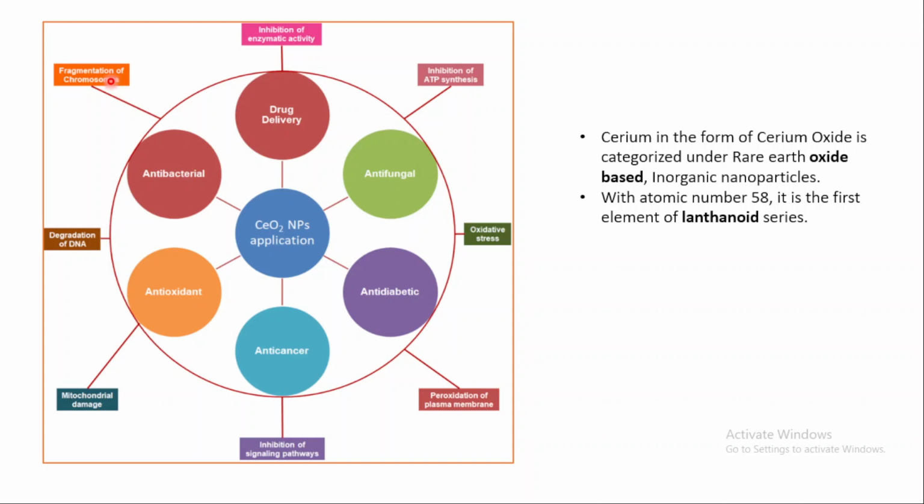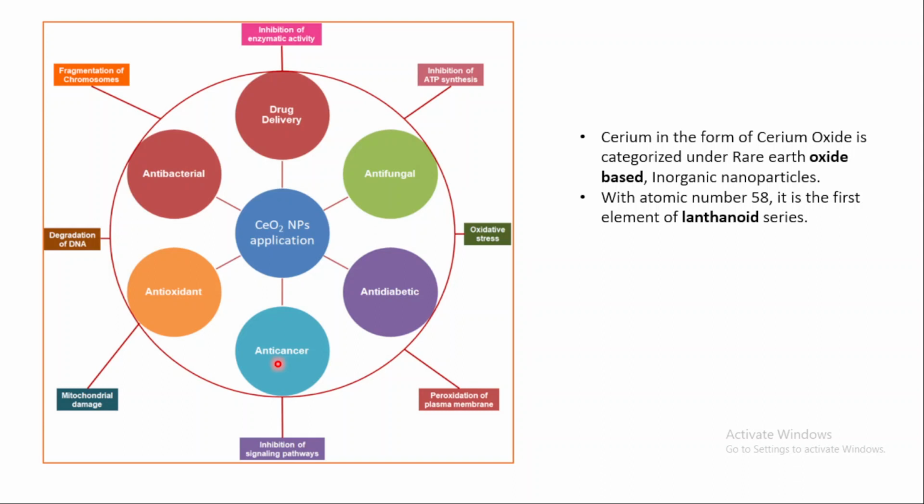So this can cause fragmentation of chromosomes in bacteria. Drug delivery system, inhibition of enzymatic activity, antifungal activity. It can inhibit the ATP synthesis in fungus, can deal with oxidative stress, anti-diabetic activities, peroxidation of plasma membrane. So in diabetes, this can function by peroxidation of plasma membrane. Anti-cancer effects, where inhibition of signaling pathways which cause the cancer.